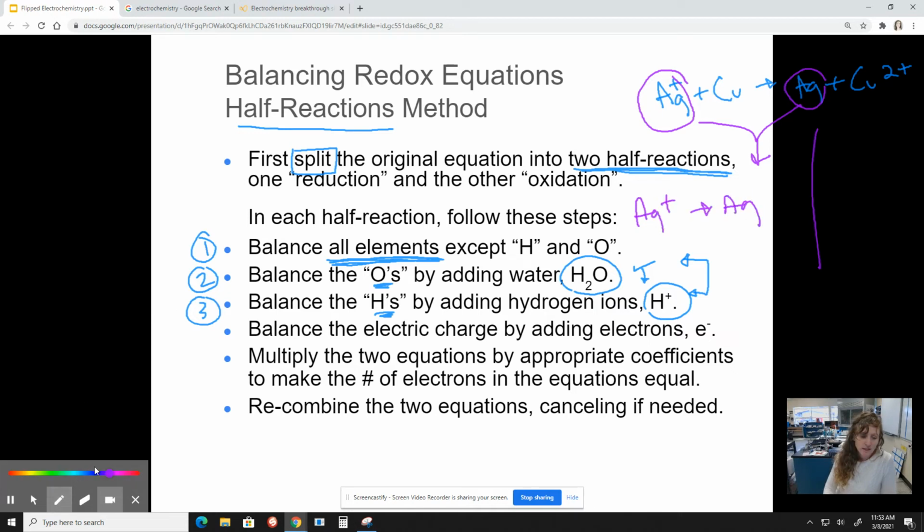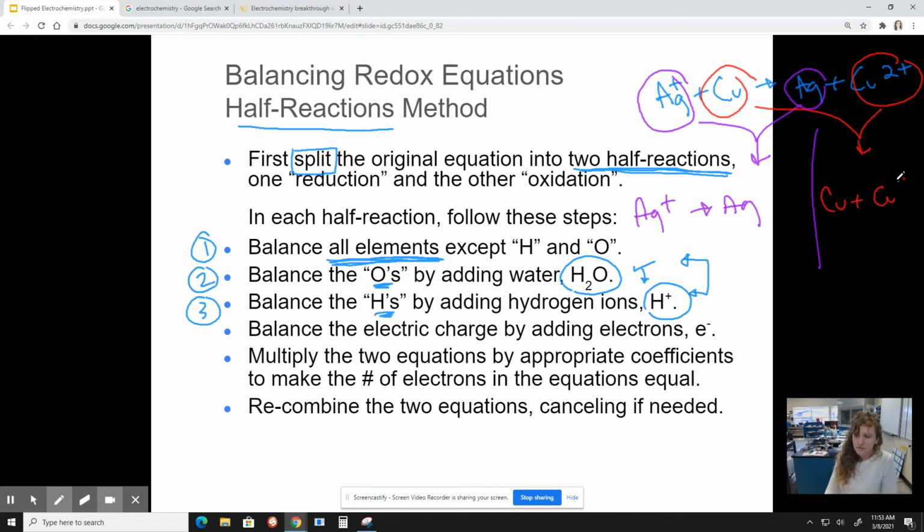And then you would take everything copper and put that in your second half reaction. So remember to do that first before you start going through all of these other steps. Now in this case, we don't have any oxygen or hydrogen, and so we would skip 2 and 3.